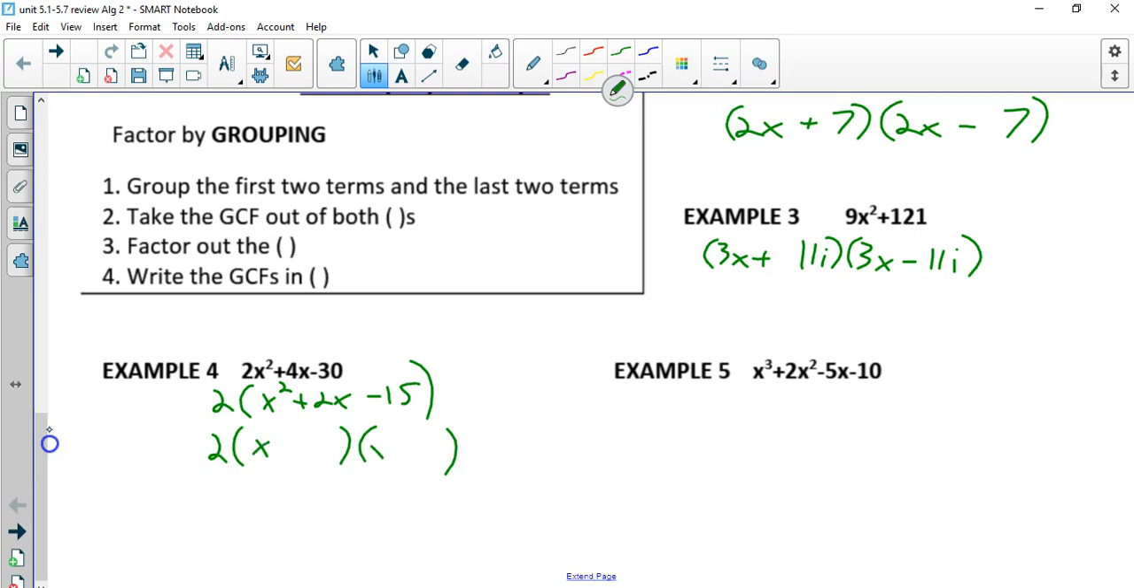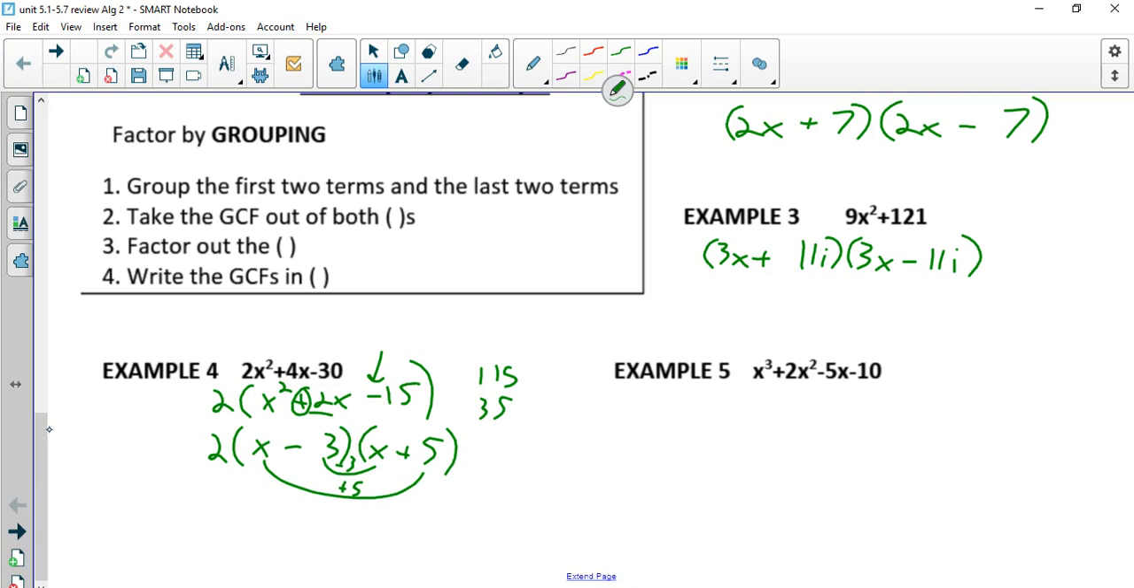Now I'm looking for 2 numbers that multiply to give me 15 that differ by 2. Well, 15 minus 1 is 14. 5 minus 3 is 2. Now, this gives me a 3. That gives me a 5. I want more positives than negatives. And I can check. 5 minus 3 is positive 2.